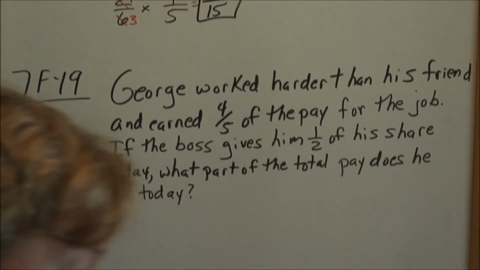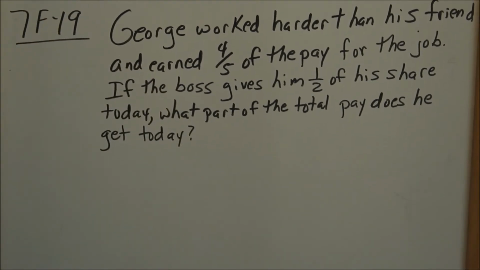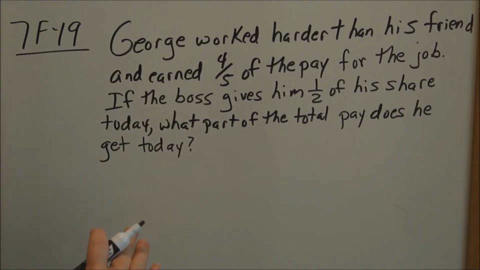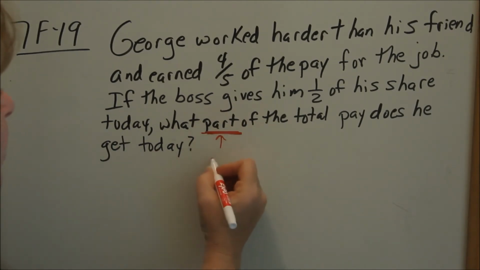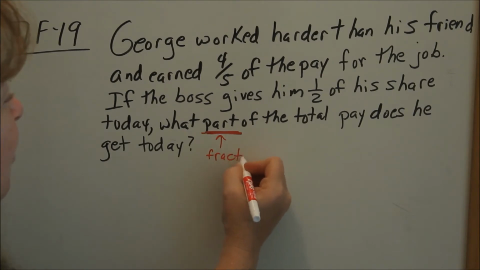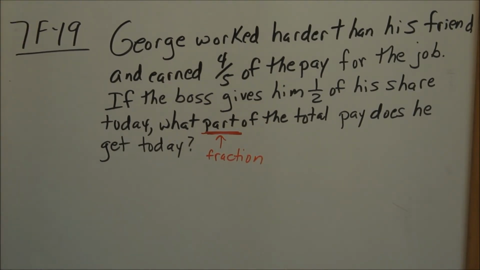Okay, now looking at 7F number 19. In these word problems, I'm going to give you some tips of things to watch for, the words to help you. George worked harder than his friend and earned 4/5 of the pay for the job. If the boss gives him 1/2 of his share today, what part of the total pay does he get today? What part? When you see the words what part, that's a tip that you're going to have a fraction. What part? Meaning you're only getting part of it, which is a fraction of it.